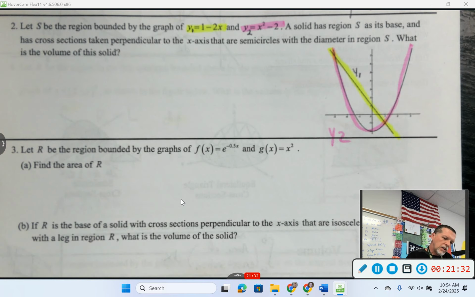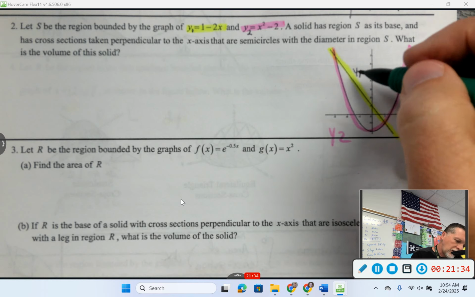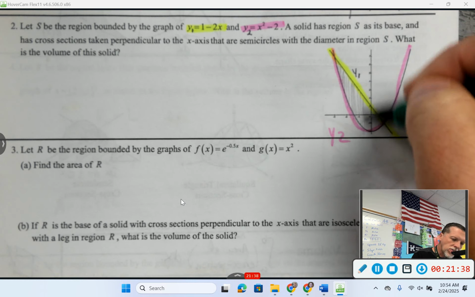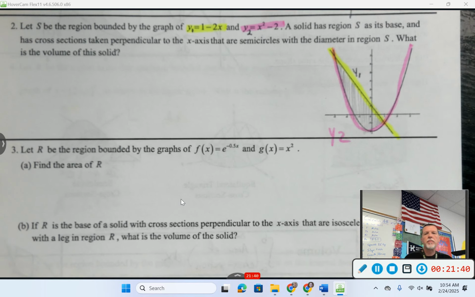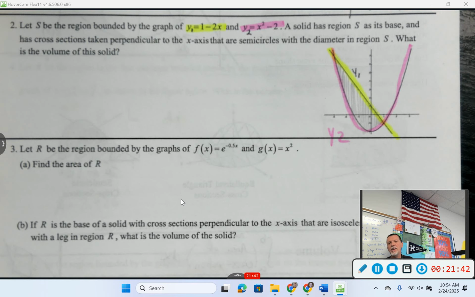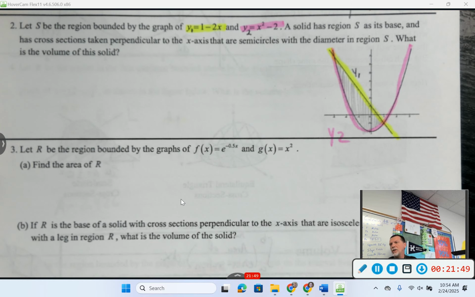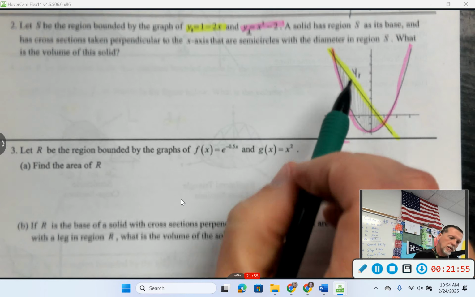A solid has S as its base. Okay, so our base is that area. We could find that area. And in fact, free response questions almost always start with that: find the area, and then build a volume and find the volume. And the free response question on your test in a week is that same format.